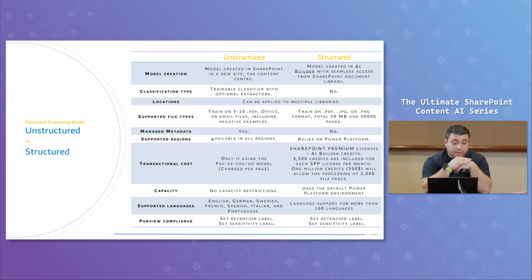I also prepared a comparison slide between the unstructured and the structured. We will now look at the unstructured side of the story. You'll see that the model creation is done in SharePoint. The classification type is the classifiers and extractors, as explained. For the supported file types, we have to give it four good and one bad option to select from. And then you'll see all the metadata support, supported regions, the cost, capacity, and so on, which will be easier in a demo.